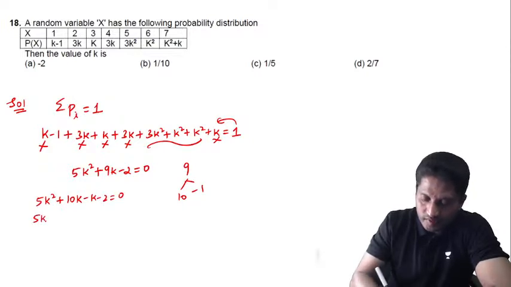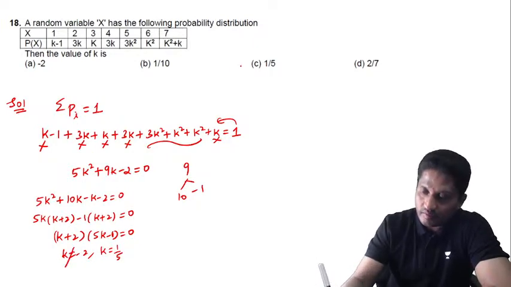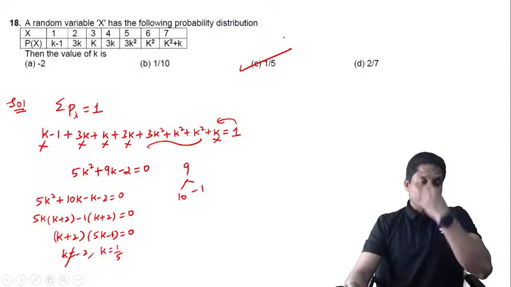Take 5K common, you will get this as K plus 2. Take minus 1 common, K plus 2 is equal to 0. Take K plus 2 out, left out is 5K minus 1 is equal to 0. We get K is equal to minus 2 and K is equal to 1 by 5. K equal to minus 2 is not possible. K is equal to 1 by 5. Answer is option C.